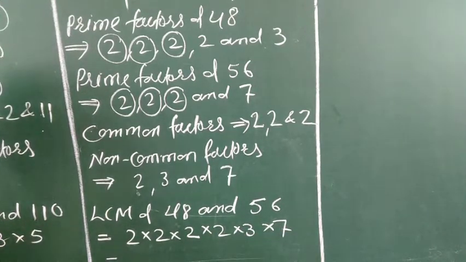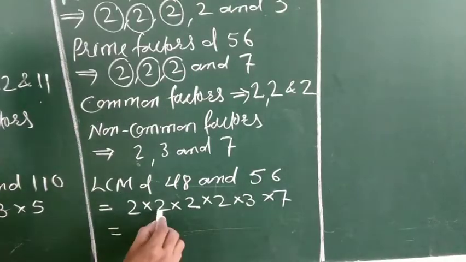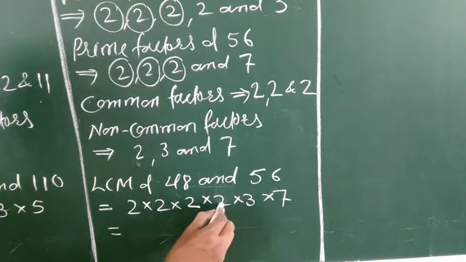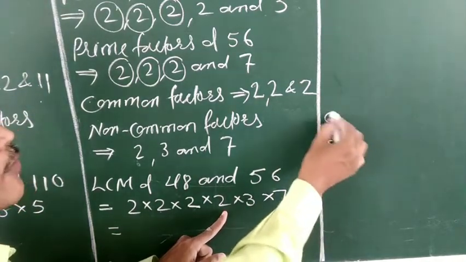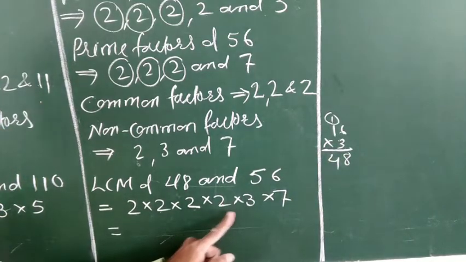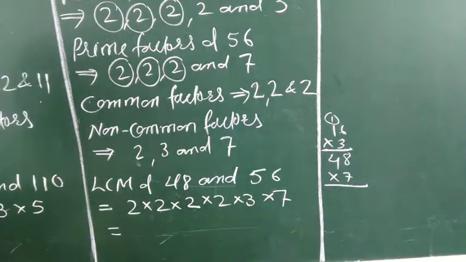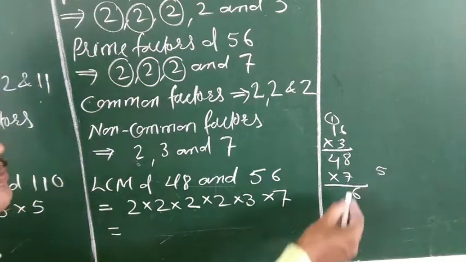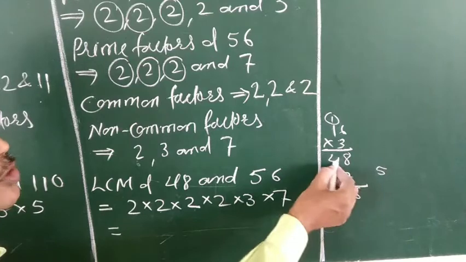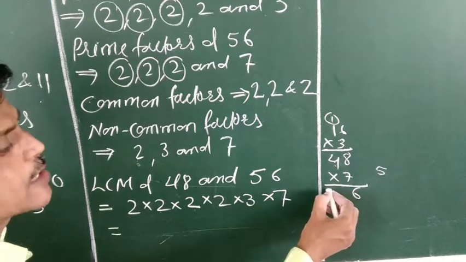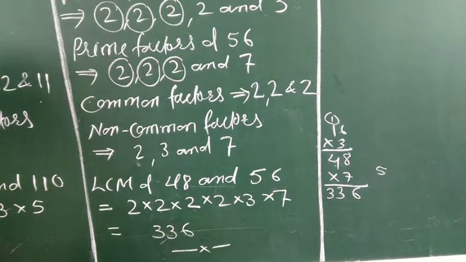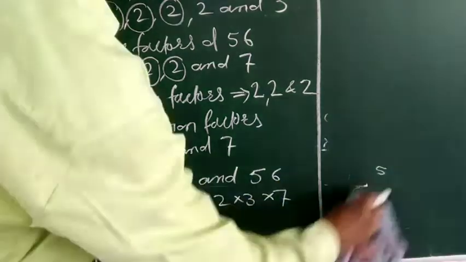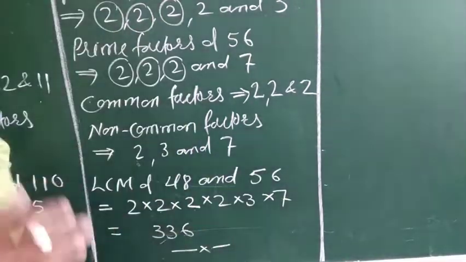Let's multiply and see what answer we get. 2 2s are 4, 4 2s are 8, 8 2s are 16. Now multiply 16 into 3: 18, carry 1, it is 48. Then into 7: 8 7s are 56, carry 5, 4 7s are 28, 28 plus 5, 33, it is 336. So this way, using the prime factor method, we found the LCM.